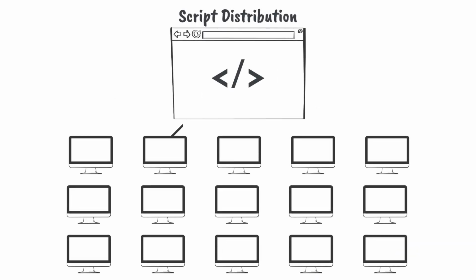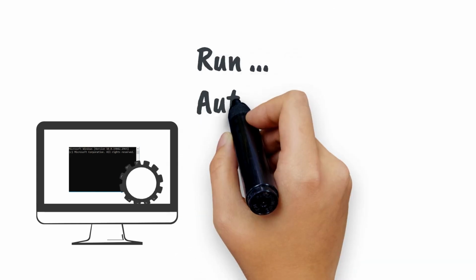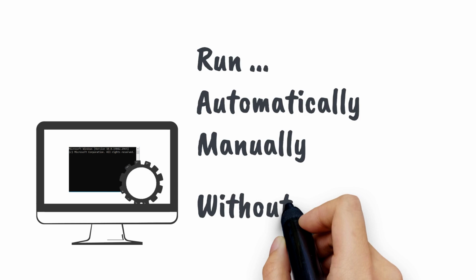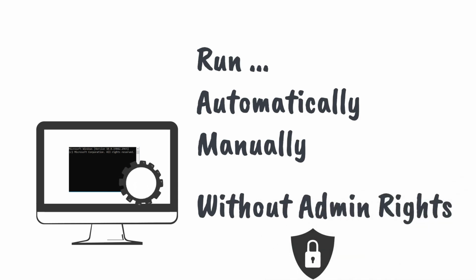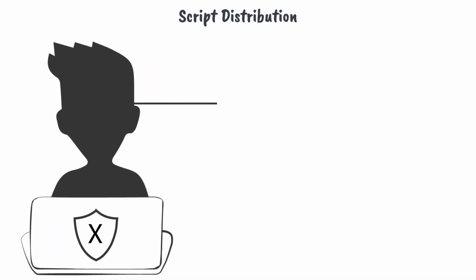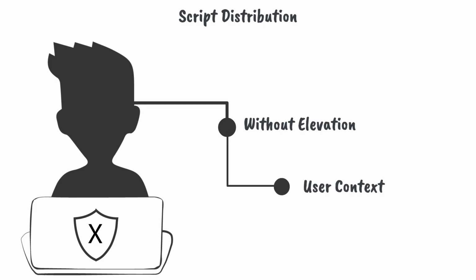A script can simply be pushed to the endpoint to run automatically or manually via the EPM desktop module, without needing admin rights to elevate an entire command shell. You may also choose not to elevate if you want the actions to be caught by other policies, or if the action needs to run without elevation and in the context of the user.